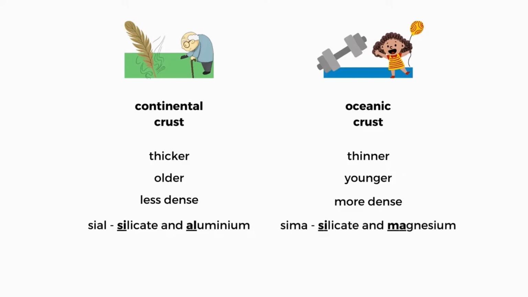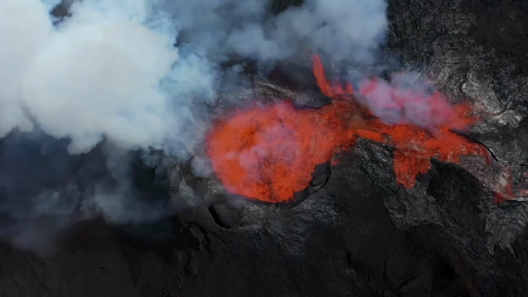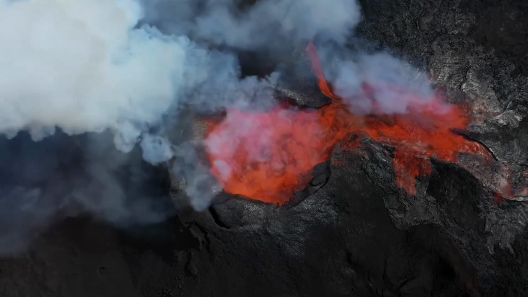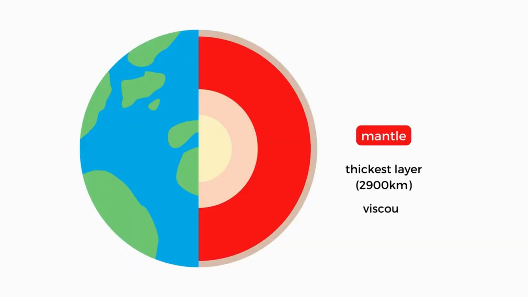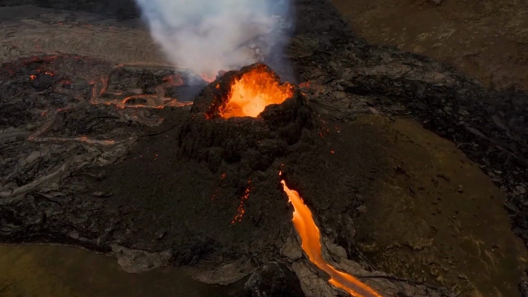Next up, we have the mantle. This is the thickest of all the layers, with a measurement of approximately 2,900 kilometers. The mantle contains magma, which is viscous, kind of like a thick syrup. It is not entirely solid or liquid, so we can refer to it as semi-solid or semi-liquid.